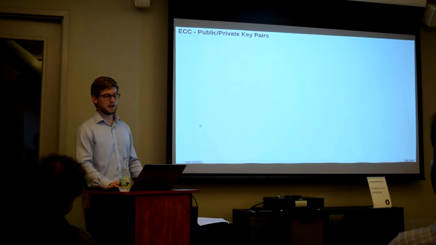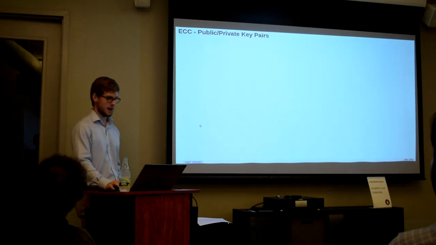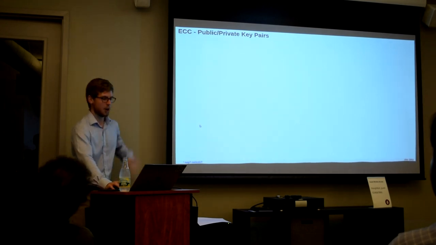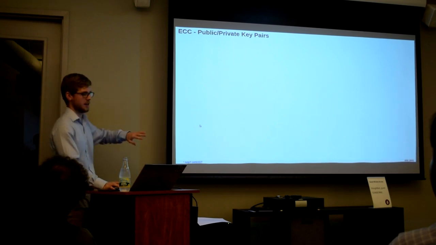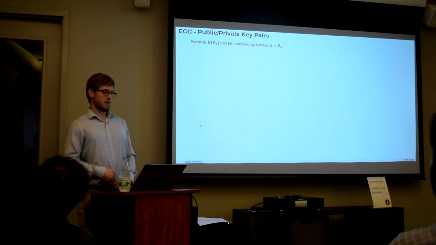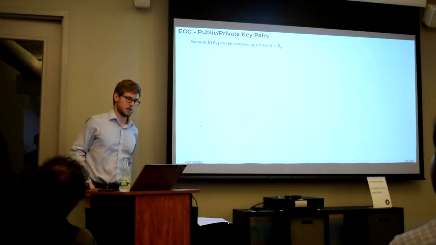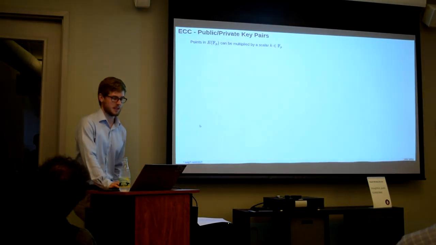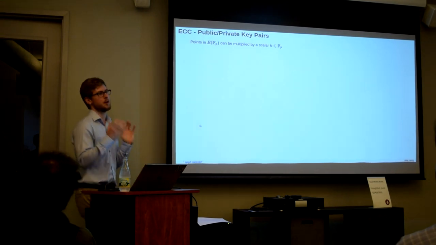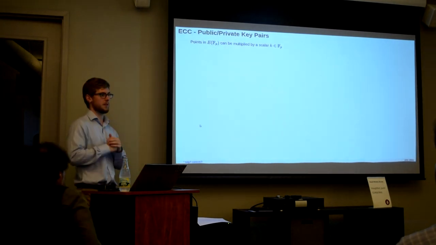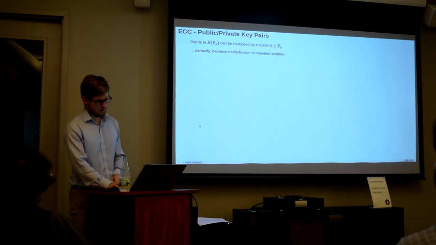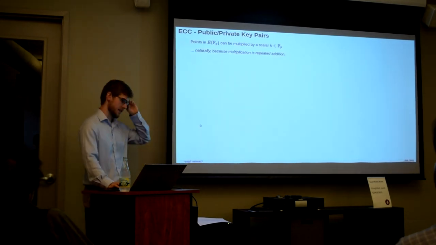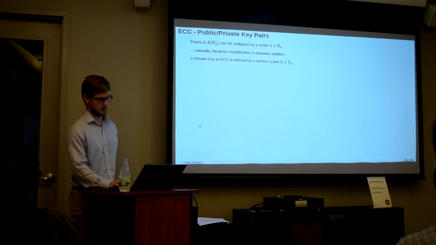So one final thing before we hit ECDSA, and that's the idea of public-private key pairs. And hopefully this is going to be very easy to understand given the broad overview of the concepts I just gave. Points in the elliptic curve over the finite field p can be multiplied by some scalar k. I mentioned this when talking about the generator point, that you can multiply points by a scalar, and you get another point in the field.